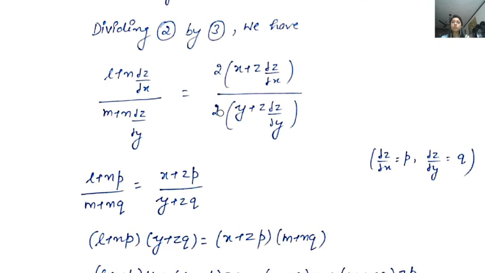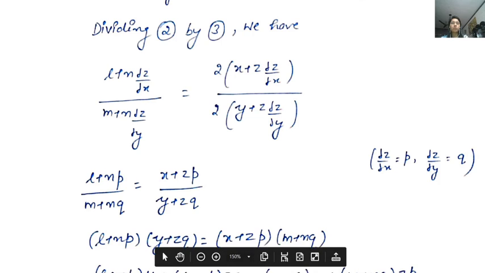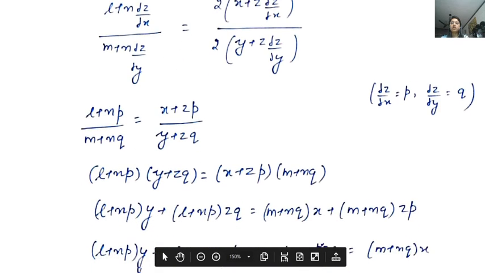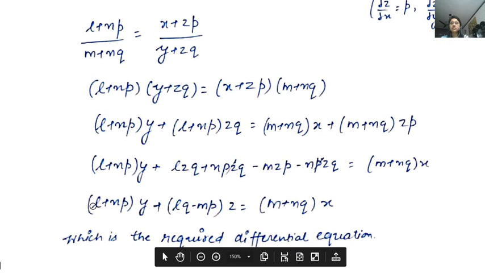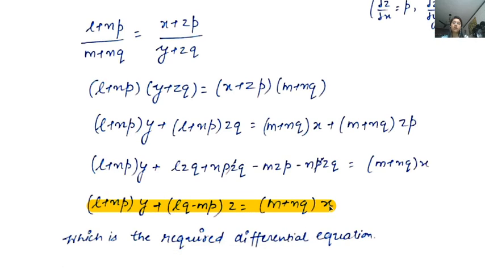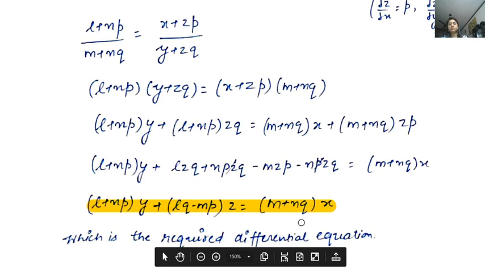On simplifying it, we can cancel out 2 from here, and we can replace ∂z/∂x by p and ∂z/∂y by q by using the notation which we have discussed earlier. So it becomes here (l plus np) over (m plus nq), and here we get (x plus zp) over (y plus zq). On cross multiplying it and simplifying it, we get this. This is the required partial differential equation.